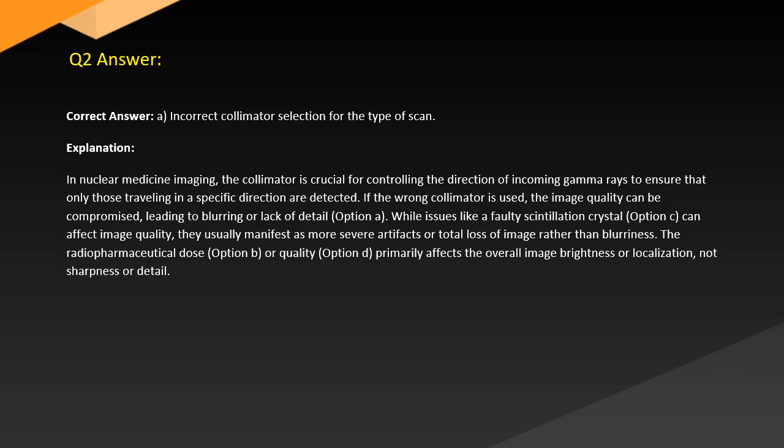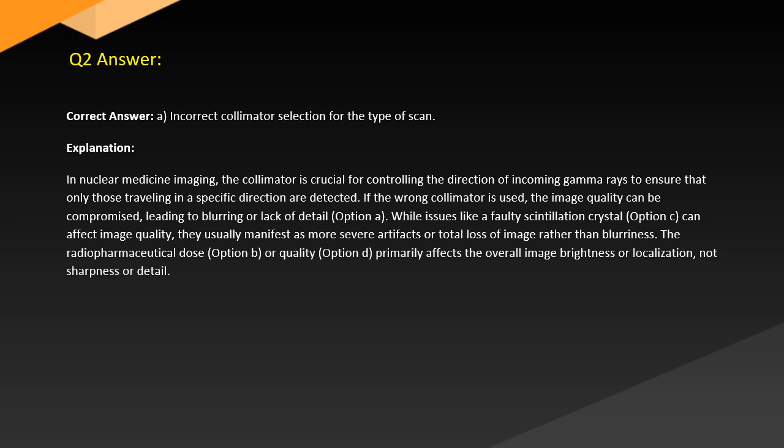Explanation. In nuclear medicine imaging, the collimator is crucial for controlling the direction of incoming gamma rays to ensure that only those traveling in a specific direction are detected. If the wrong collimator is used, the image quality can be compromised, leading to blurring or lack of detail, option A, while issues like a faulty scintillation crystal, option C, can affect image quality.